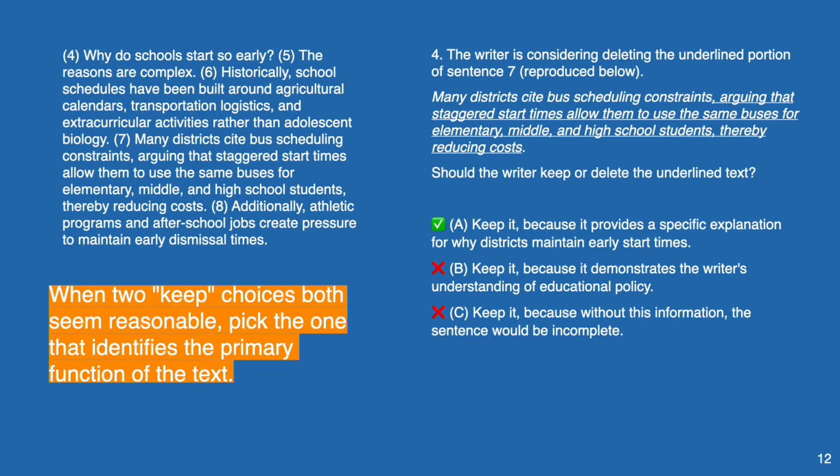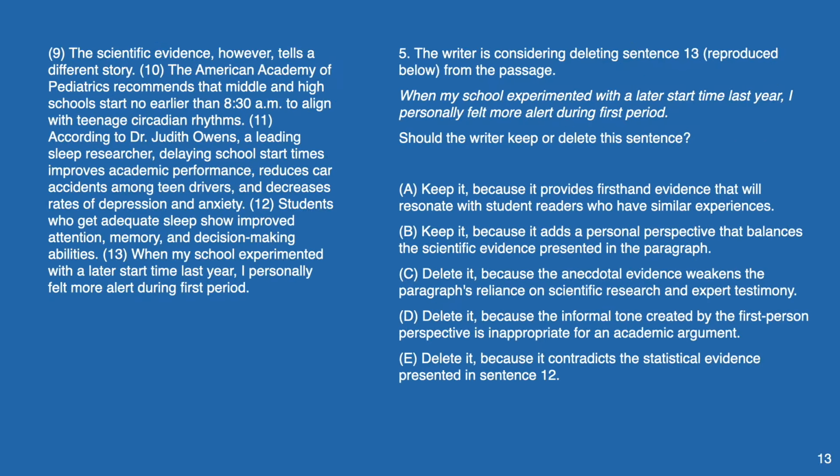Choice C says the sentence would be incomplete without it, but the sentence is grammatically complete without the underlying portion. So C is missing the mark. The correct answer is A. Great. Let's now look at question 5. I'll give you 30 seconds. You don't need to pause the video.